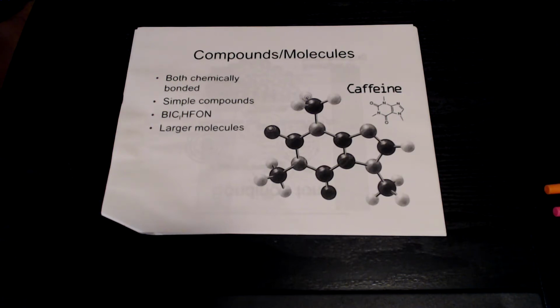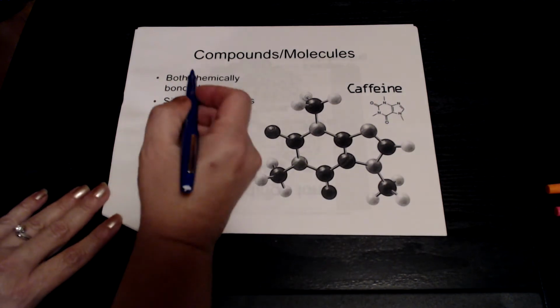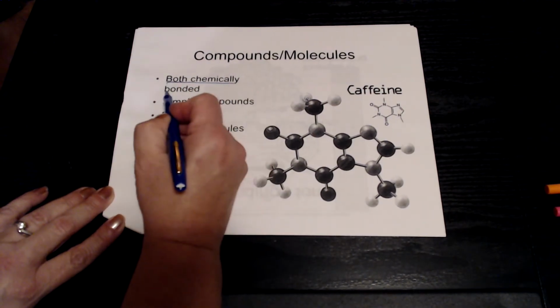Today we're going to talk about compounds and molecules, and we're also going to talk about bonding. So the first thing here you can see from your notes is we're going to talk about the difference between a compound and a molecule. One thing to remember and try to keep straight is that they are both made through bonding of atoms. So therefore the statement here, both are chemically bonded, is what that means.